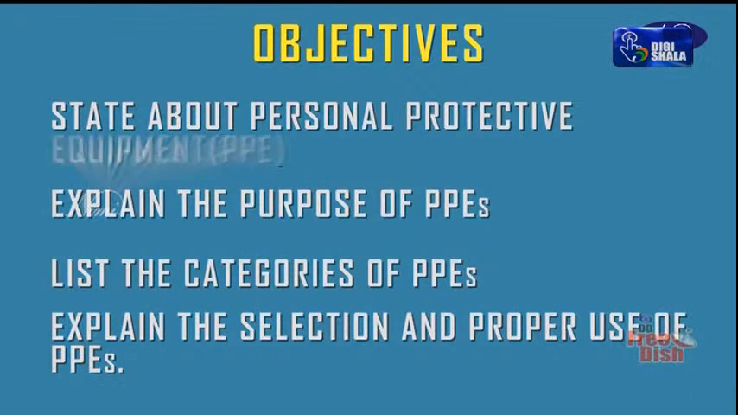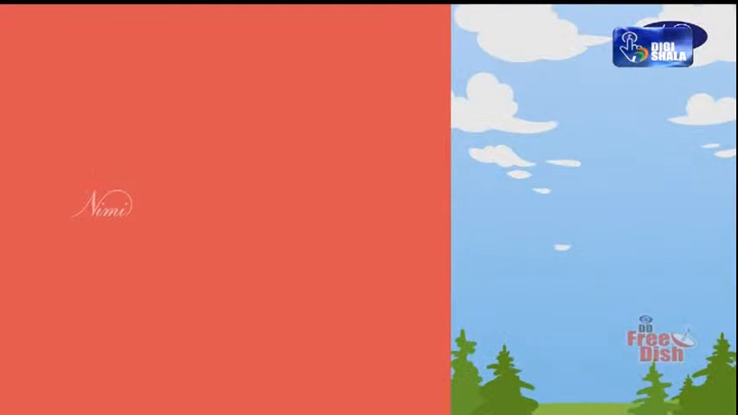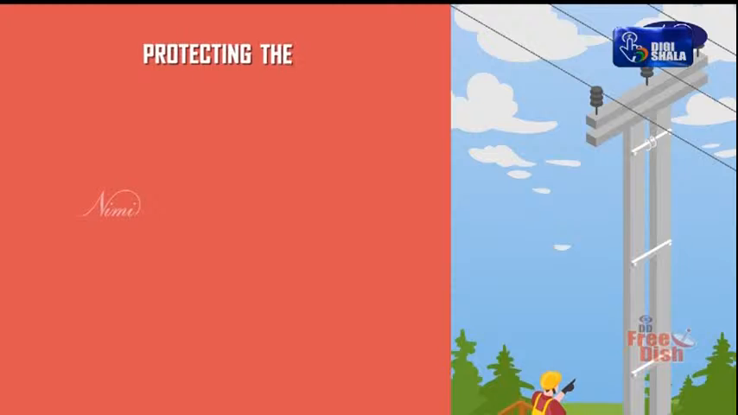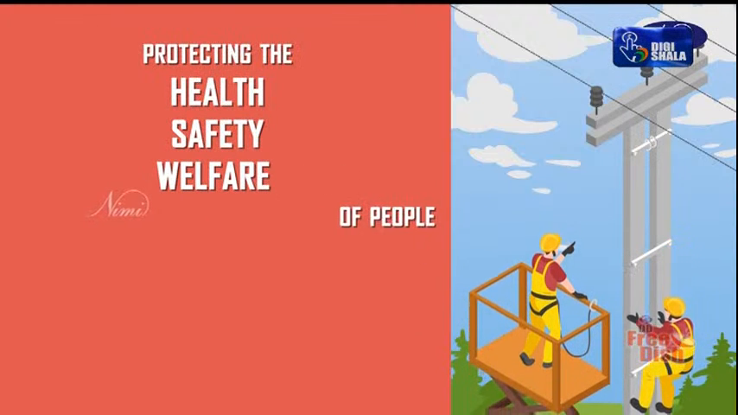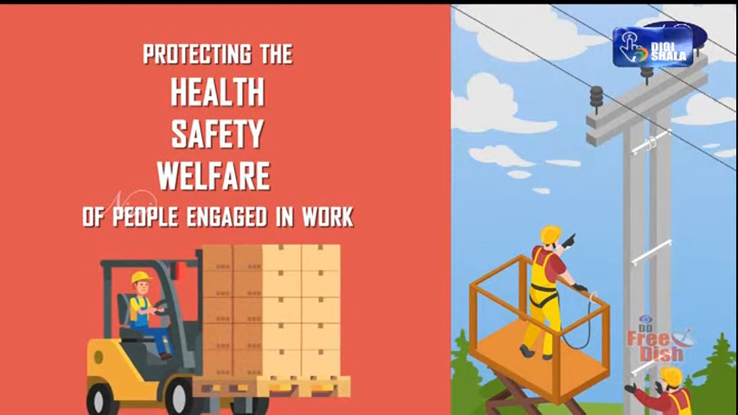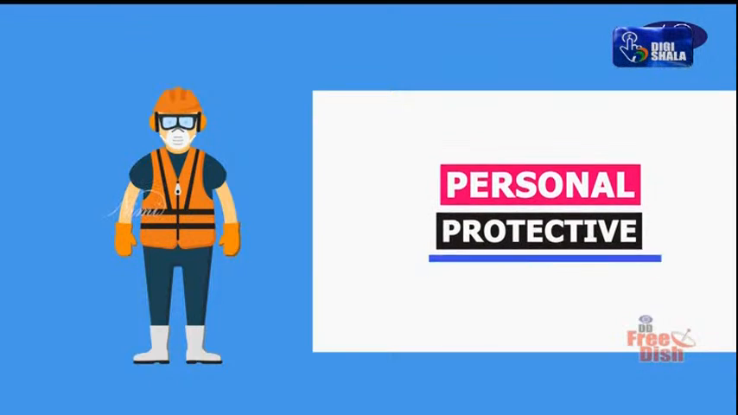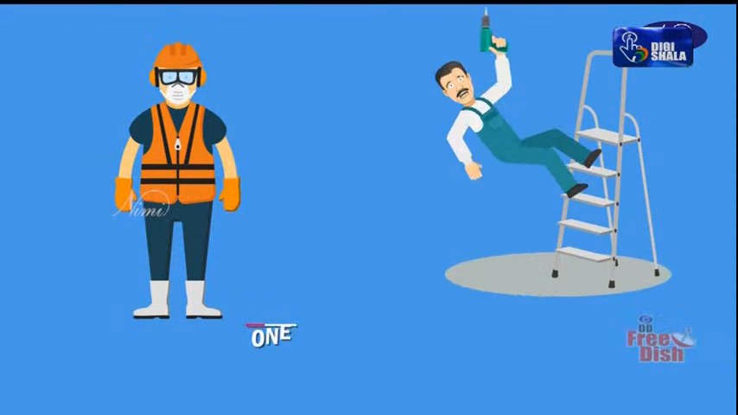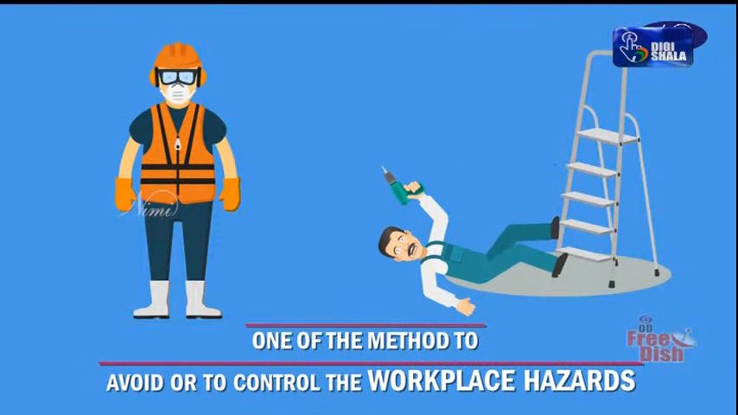of PPE. As we discussed in our previous classes, occupational health and safety is concerned with protecting the health, safety and welfare of the people who are engaged with the work or the workplace. PPE, personal protective equipment, is one of the methods to avoid or control the workplace hazards to the employees.